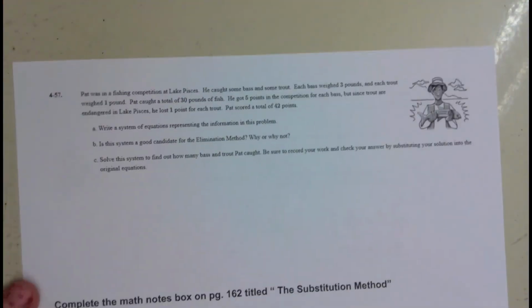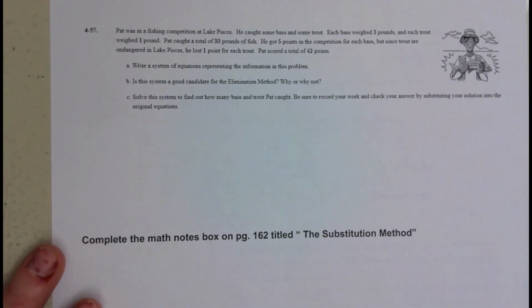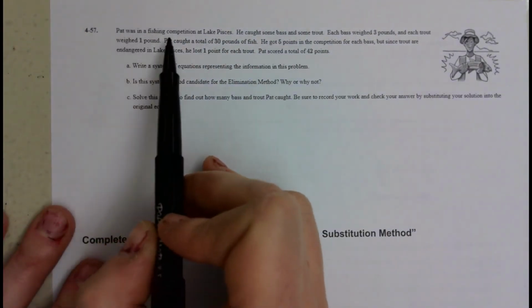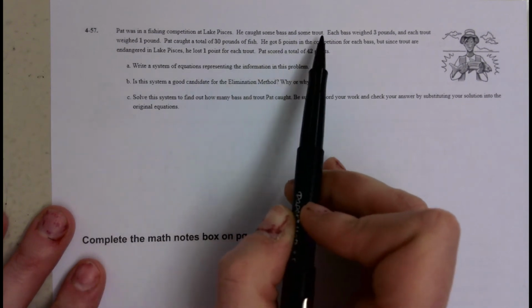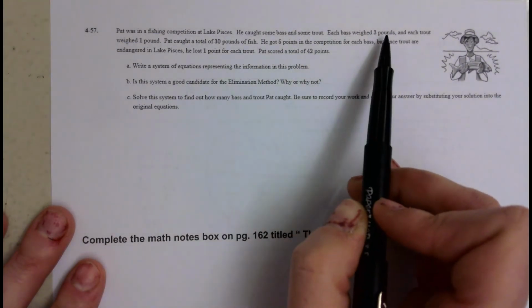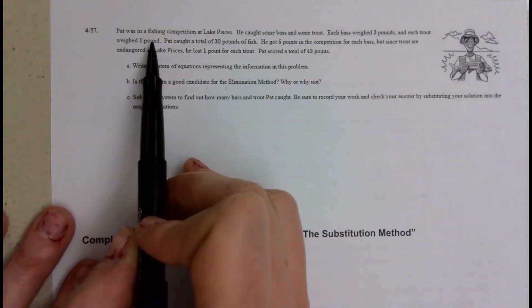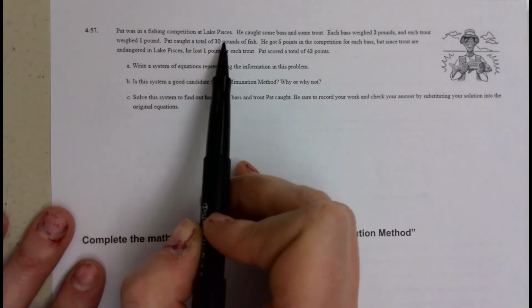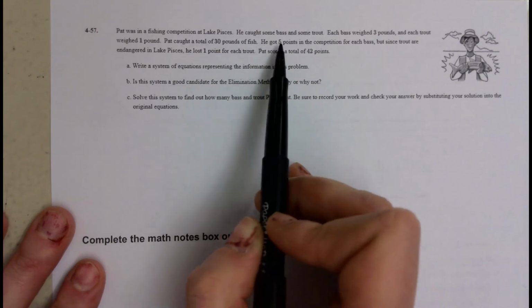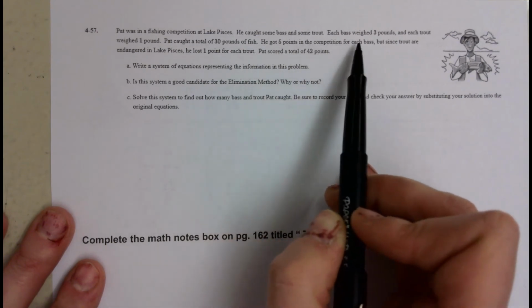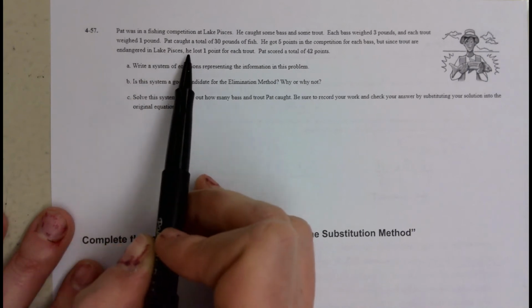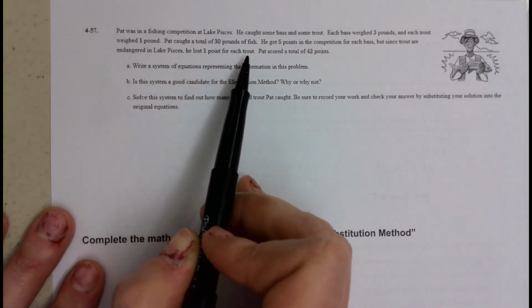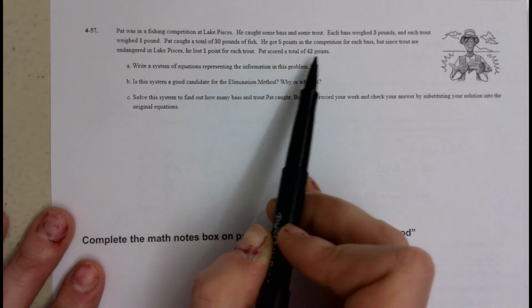Okay, last thing, we have a word problem that we have to work on. So, Pat was fishing in a competition at Lake Pisces. He caught some bass and some trout. Each bass weighed 3 pounds and each trout weighed 1 pound. Pat caught a total of 30 pounds of fish. He got 5 points for the competition for each bass, but since trout are endangered in Lake Pisces, he lost 1 point for each trout. Pat scored a total of 42 points.